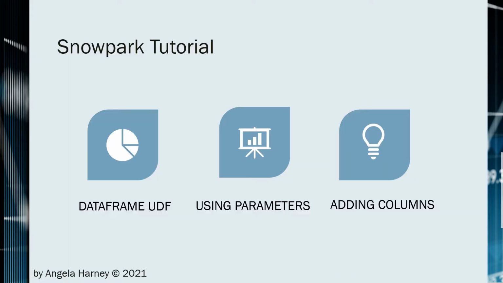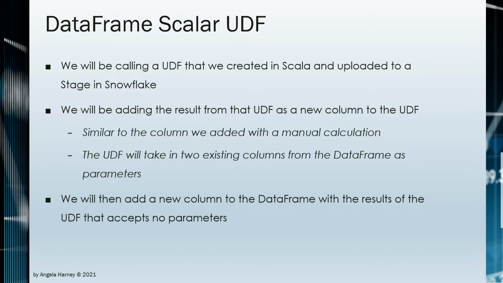We will call a Snowflake Scala UDF that executes on every row in a data frame. We will send an existing column value as parameters, and we will append the results of the UDF to a column in a data frame. The videos in this series are intended for you to be able to pause the video and follow the steps in detail.